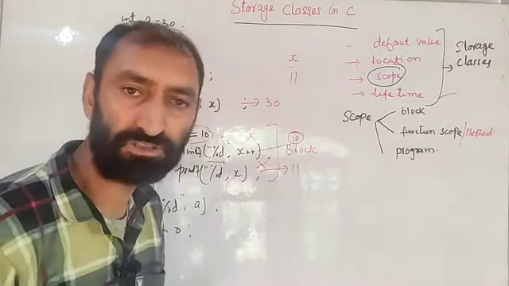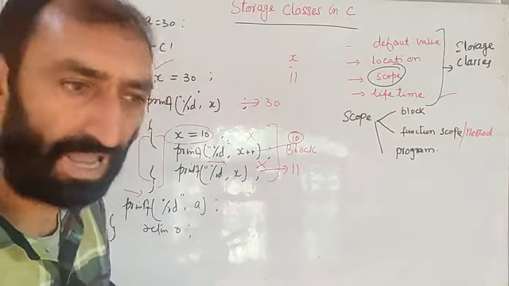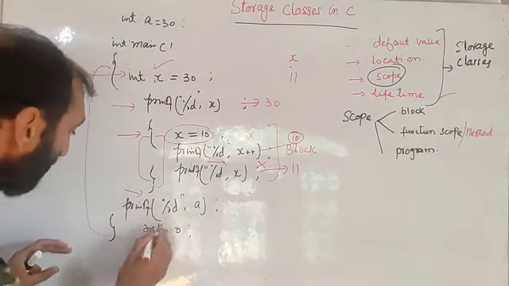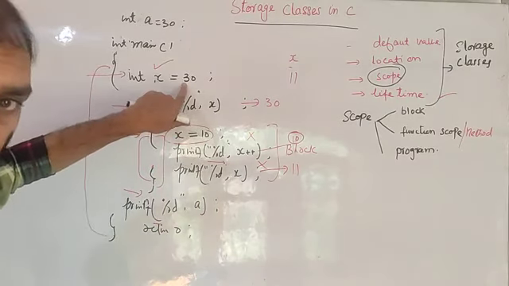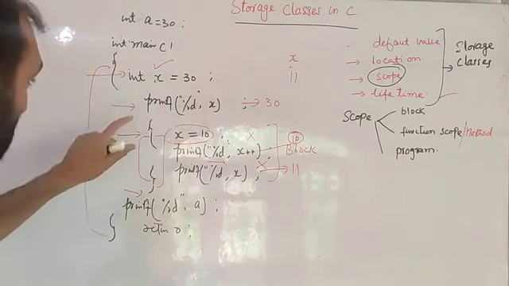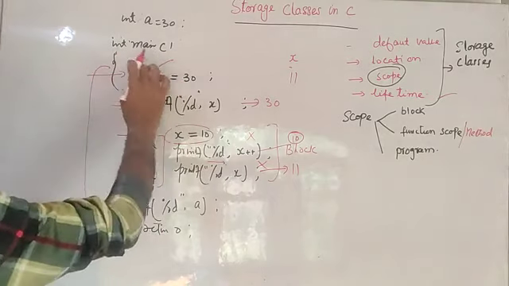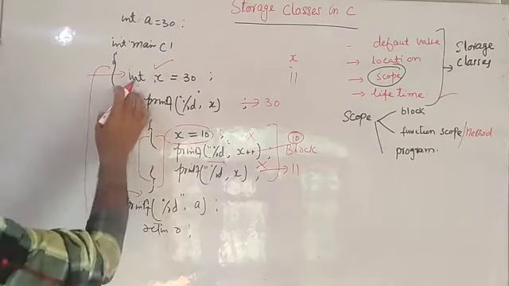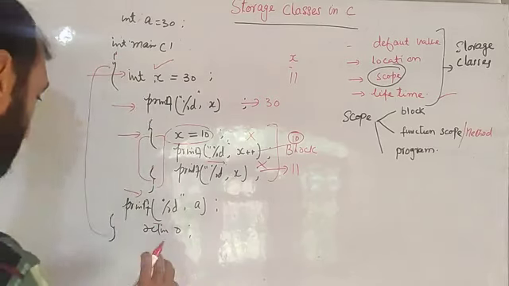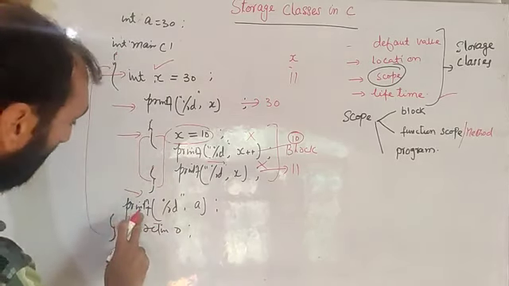Now I hope that you have understood what block scope and function scope are. Function scope means, for example, here x equal to 30. The scope of this x is throughout this program. We can say throughout this function. For example, here I have written printf %d.